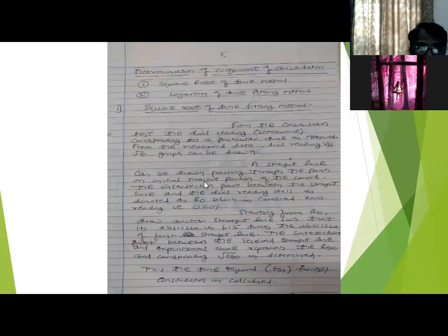Now a straight line can be drawn passing through the points on the initial portion of the curve. The intersection point between the straight line and the dial reading axis, that is the y-axis, is denoted as R0, which is the corrected zero reading, that is U equal to 0. Starting from R0, draw another straight line such that its abscissa is 1.15 times the abscissa of the first straight line.